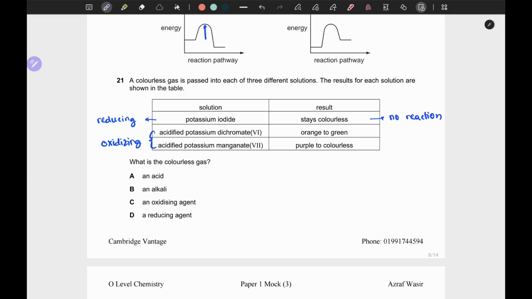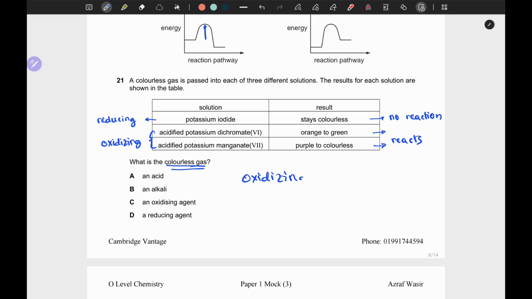Because if there was a reaction, then the solution would have turned brown due to the aqueous iodine. And for the other two, there is a reaction. Now, the concept over here, or what they're asking, is what is the colorless gas? So the colorless gas, since it's reacting with oxidizing agents, it means that it must be a reducing agent.